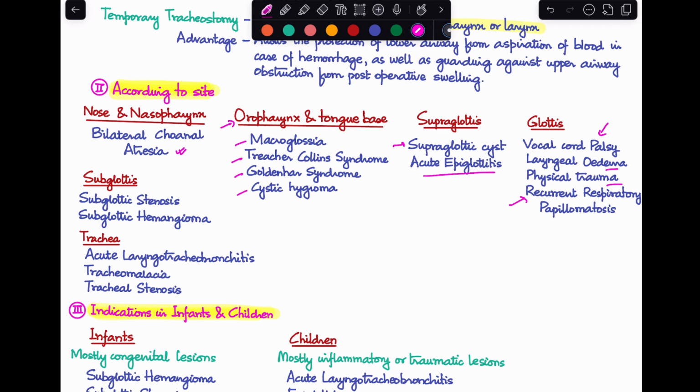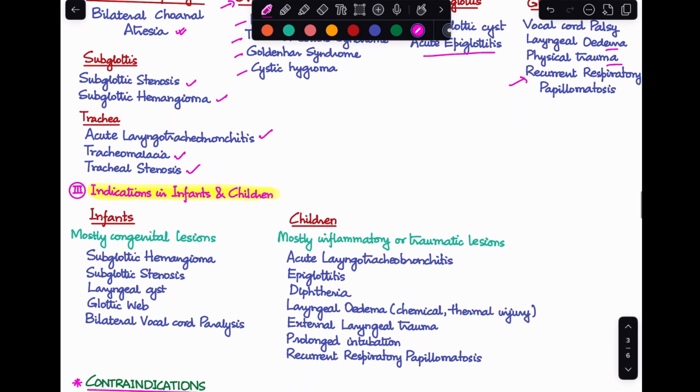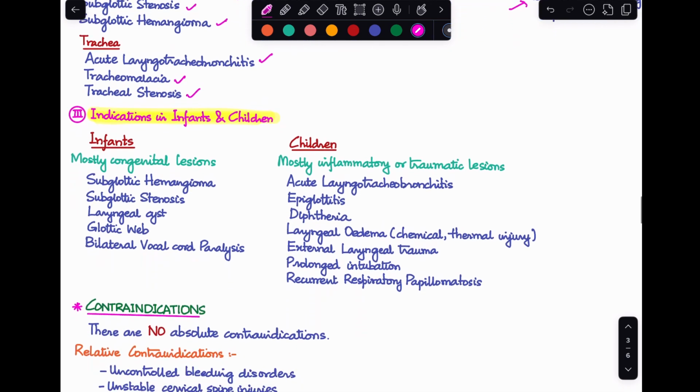Then, as we further go down, moving to the subglottis, there could be causes like subglottic stenosis, subglottic hemangioma, and lastly, moving on to the trachea, some causes involving the trachea, which are indications of tracheostomy, are acute laryngotracheobronchitis, tracheomalacia, and tracheal stenosis. So, these are the indications based on the site of obstruction or the site involved in the cause. Lastly, what are the indications in infants and children?